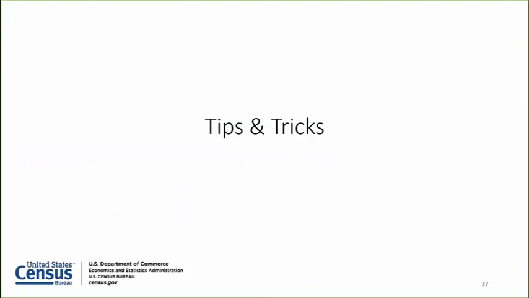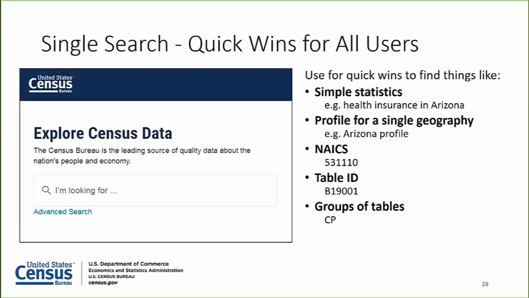All right, so some tips and tricks. That's the new stuff that we've been working on. But I wanted to remind you, these are some of the things we've shared with you before, just as a quick reminder. For single search, those quick wins are those simple statistics. So a topic and a geography, like health insurance in Arizona. Great results that way. Also in profile, if you just type in Arizona, there'll be a drop down and you can click on that for the Arizona geographic profile. Also NAICS.